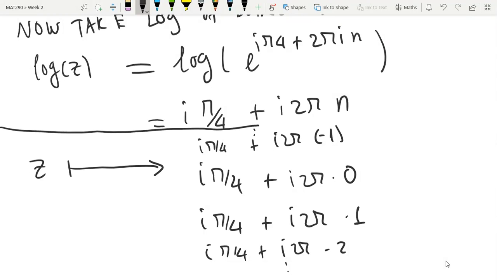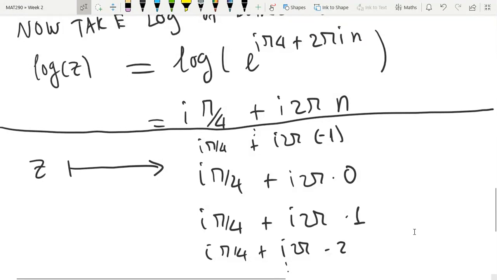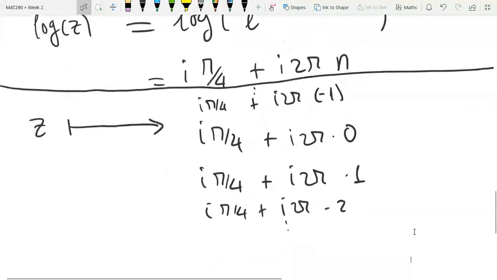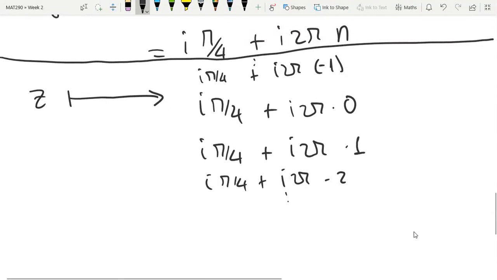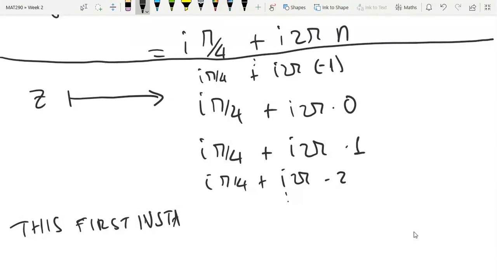Let me draw a line. Okay. So this is the first instance of a multi-valued function.